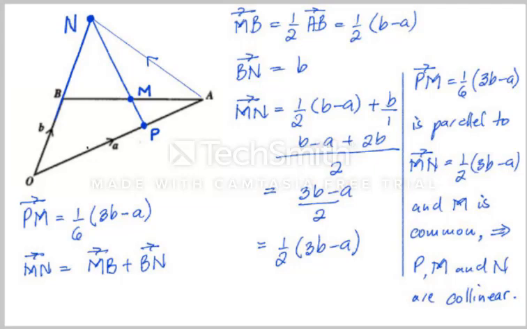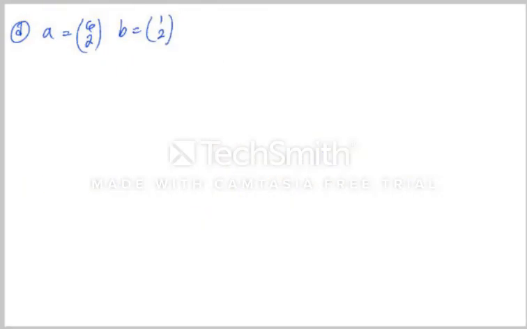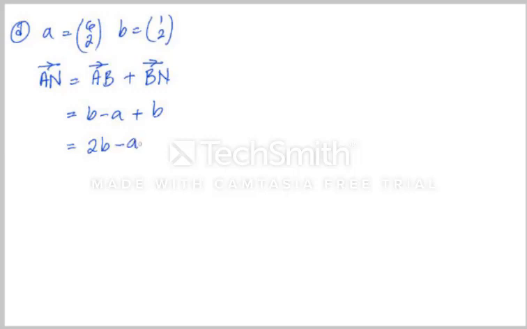Well, first of all, if you're going to calculate it, you have to first find out what the vector AN is. By the triangle of vectors, you go from A to B, and from B to N. That's the shortest way. So AN is equal to AB plus BN. AB is B minus A, found that out earlier, plus BN is B. B plus B is 2B, so this is 2B minus A.